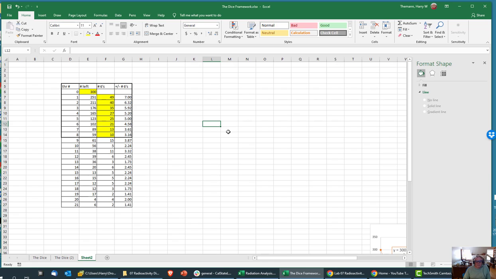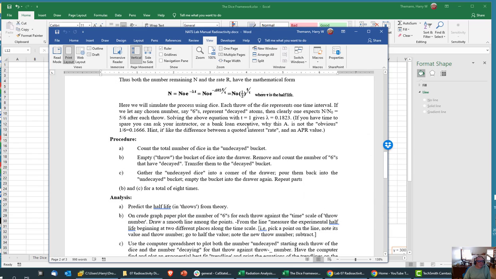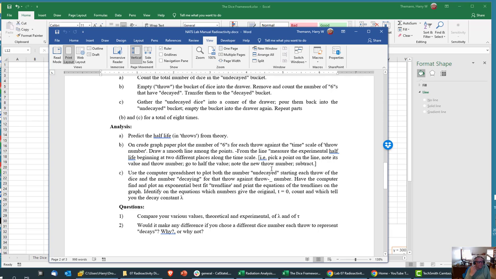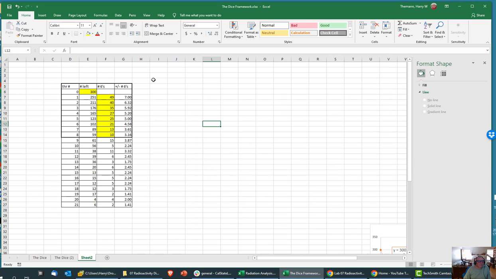Now, it says here to make a paper graph, and we don't need to do that. We can just make it in Excel, like it says in Part C. And it says to plot both the number you decayed and the number that are left. So we need to know what that is. So we set this equal to this, the one before it, minus the number of ones we removed, the number of sixes.